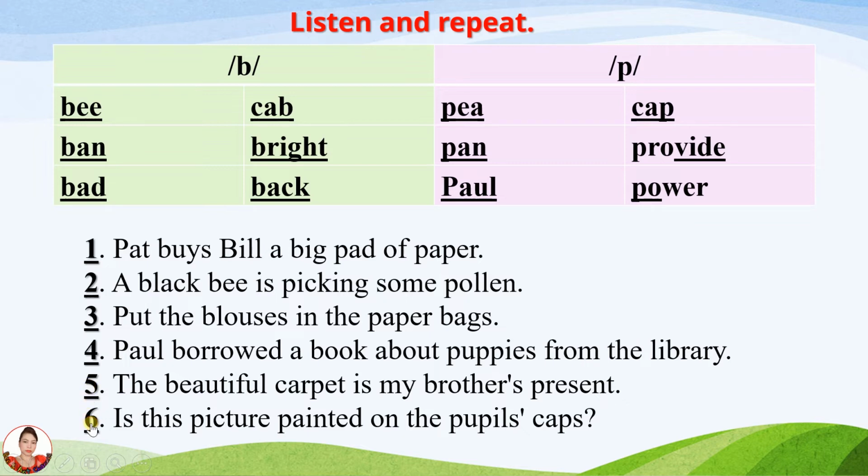6. Is this picture painted on the pupils' caps? Now listen again and repeat. B, ban, bad, cab, bright, back.